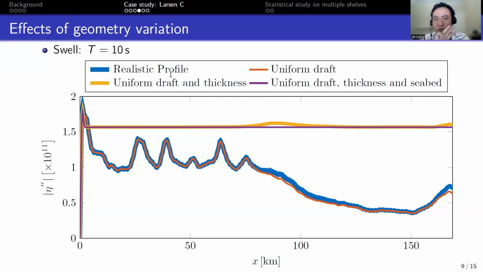So the realistic profile and uniform draft have the same thickness but different draft. You can say these two align with each other perfectly, the blue one and the orange one. And then the last two are uniform draft and thickness, and uniform draft, thickness and seabed. These two have the same thickness as well, because they have the same uniform thickness in this case.